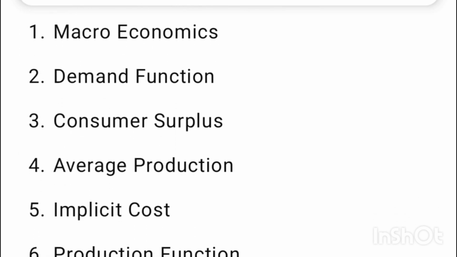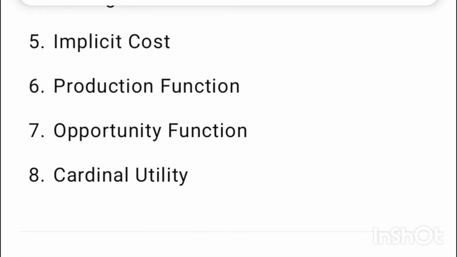1. Macroeconomics. 3. Consumer surplus. 4. Average production. 5. Implicit cost. 6. Production function. 7. Opportunity function. 8. Cardinal utility.